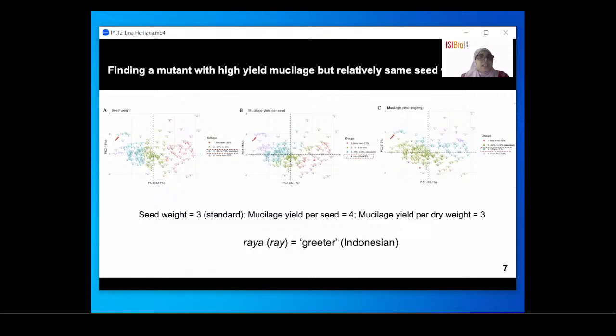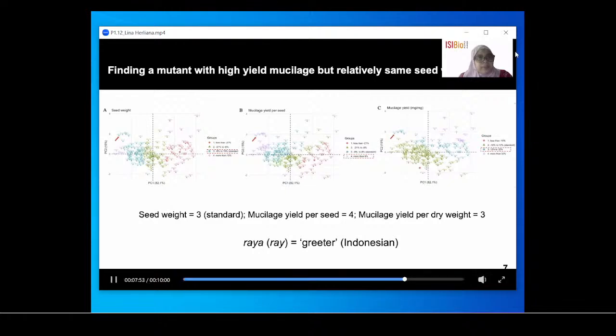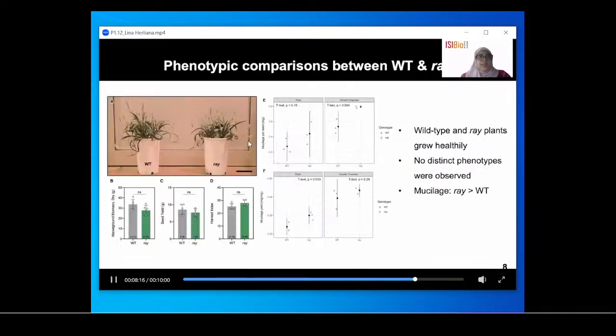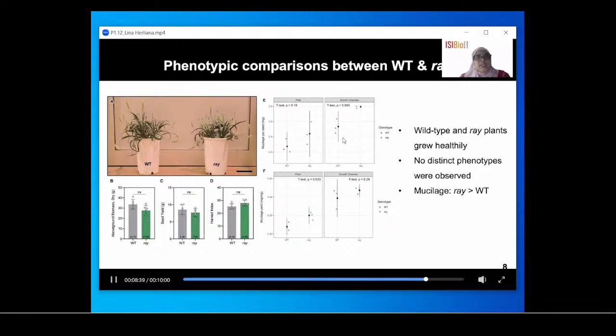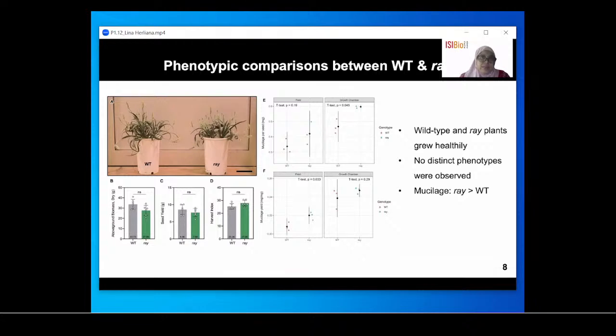Wild type and Ray plants grew healthily and no distinct phenotype was observed in figure A. Figures B until D show no significant differences between plant dry weight, seed weight, and harvest index between these 2 genotypes. In figures E and F, overall, the mucilage yield of Ray grown either in the growth chamber or in the field was higher than the wild type grown at the same time and under the same condition.